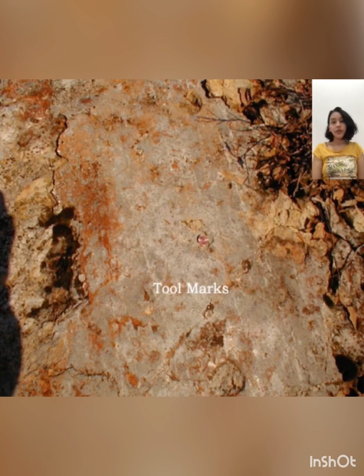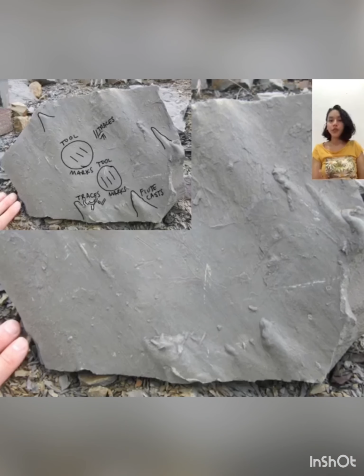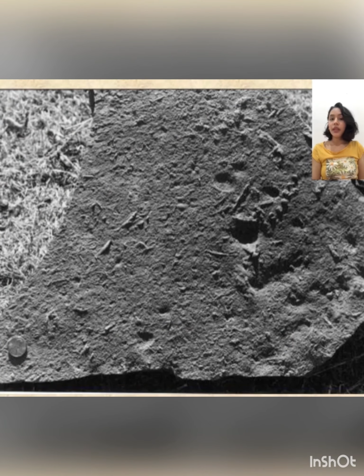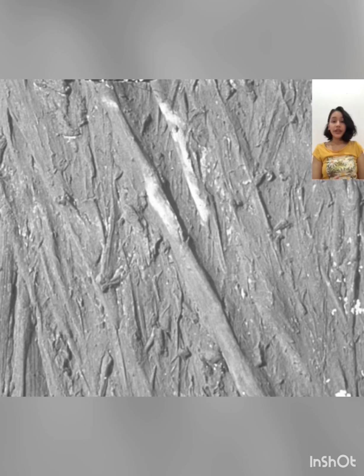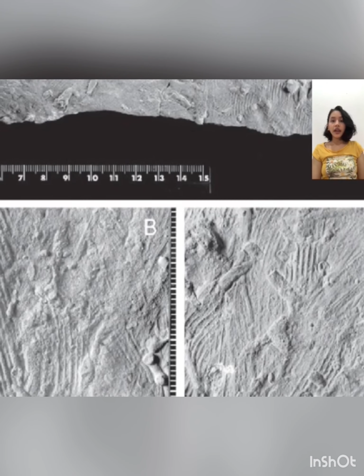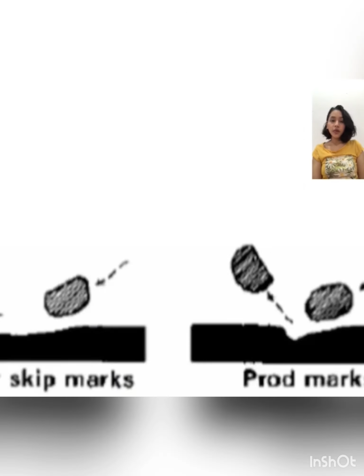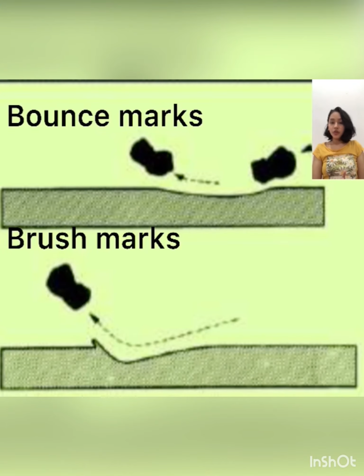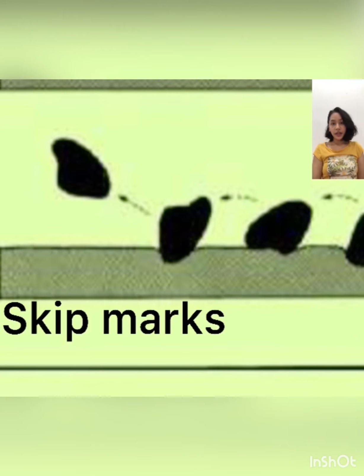When objects, or tools carried by a current, impinge on the mud substrate, a shallow depression is formed. The names applied to casts of marks are generally descriptive of the inferred mode of origin. Collectively, they are known as tool casts. Tool marks all have a more specific breakdown. There are bounce marks, brush marks, prod marks, roll marks, and skid marks.